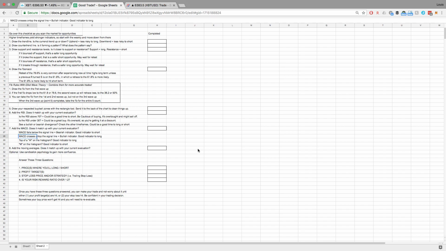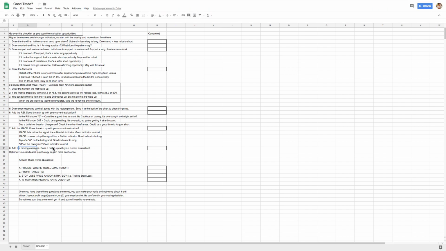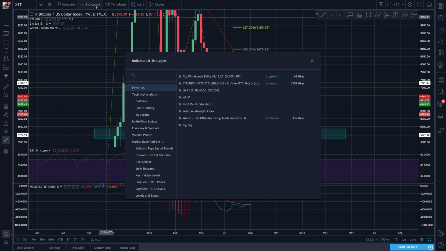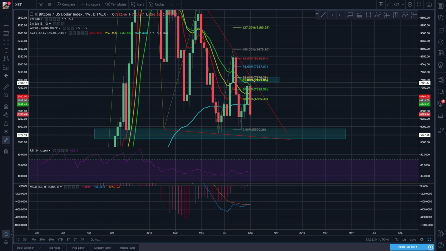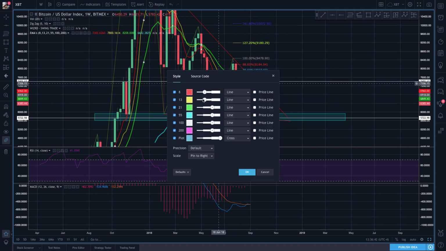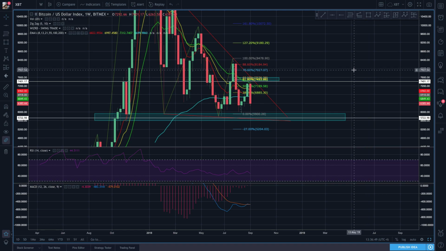Anyway, that's basically it. You could also add the moving averages, but the moving averages on the weekly, let's see here, indicators, favorites, moving averages. Here we go. Here's some moving averages. It's below all of the moving averages, so not a good time to buy. That's for sure. Let me change this right here. All right, there you go.